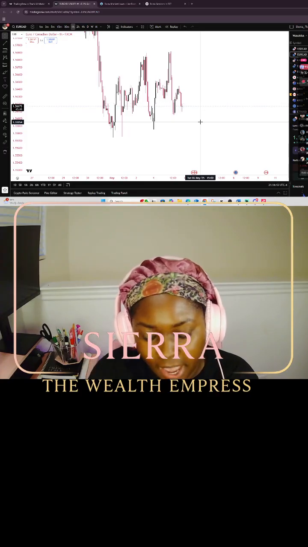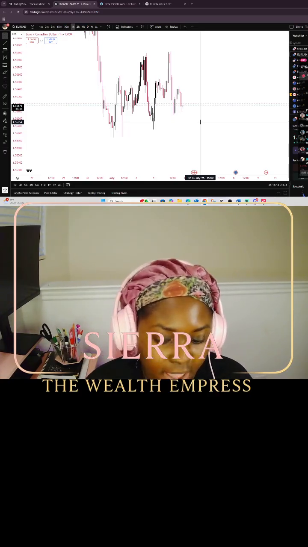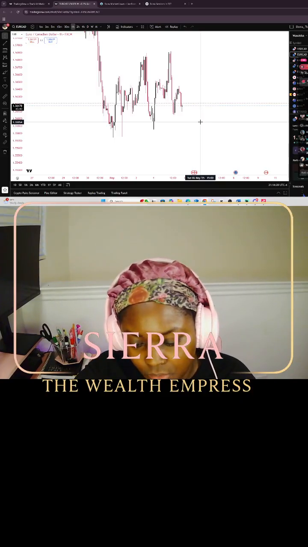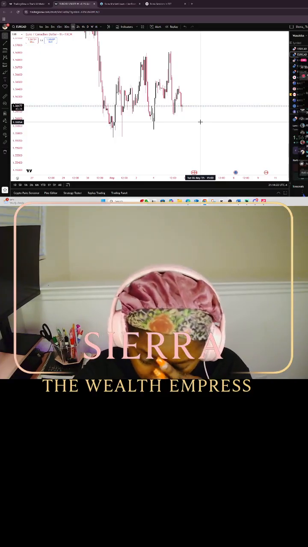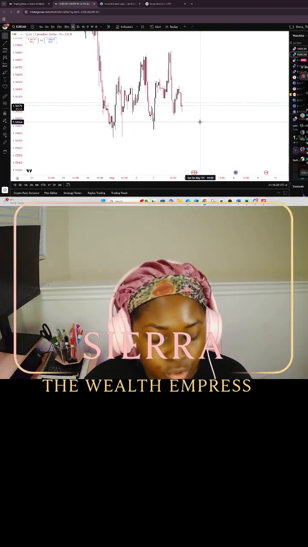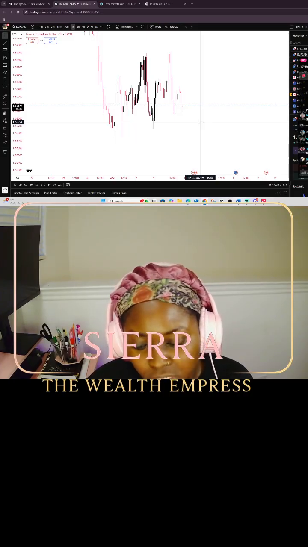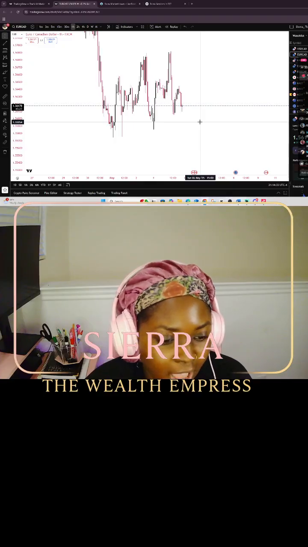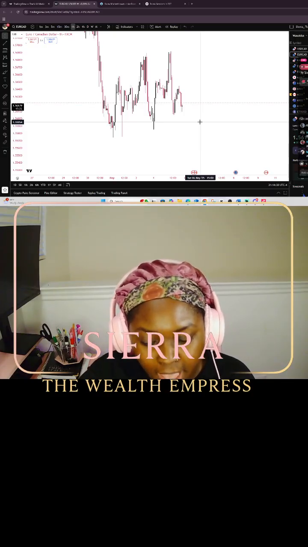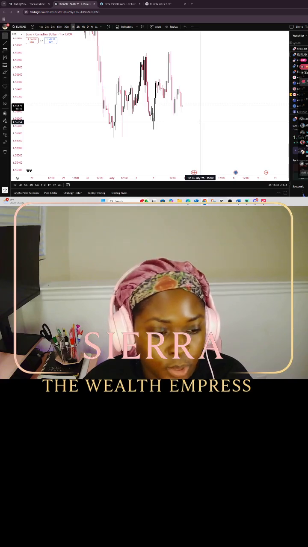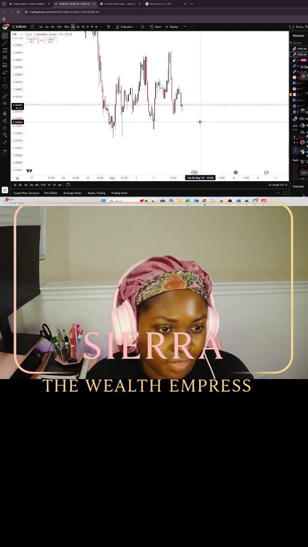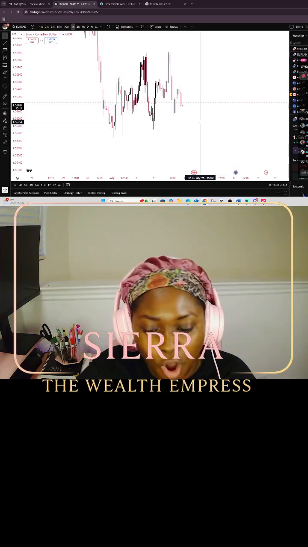All right, so now we have leverage, okay? Leverage is using borrowed money from your broker to be able to trade larger positions in the market than what your actual cash would allow, okay? So imagine you only have $100, but you want to trade like you have $1,000. Okay, leverage makes that happen. That's why a lot of people blow their accounts over leveraging.